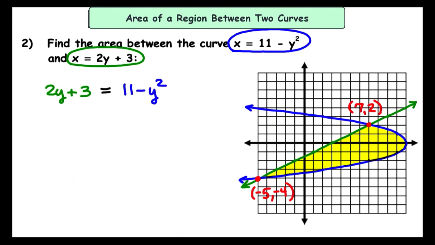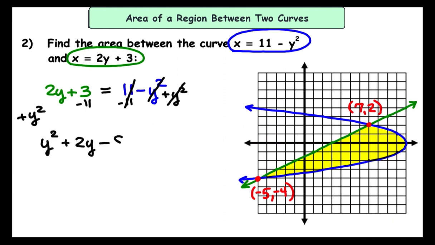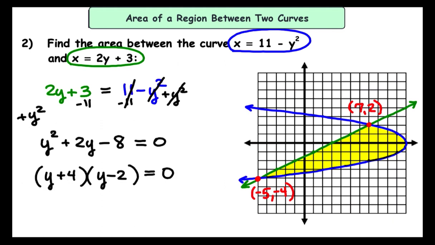All right, set the equations equal. Take away 11 from both sides. Add y squared to both sides. The goal is to get a 0 on the right. That gives us y squared plus 2y minus 8 equals 0. And that'll factor into y plus 4, y minus 2. So y is either going to be negative 4 or y will be positive 2. And you can see that that is where they intersect.